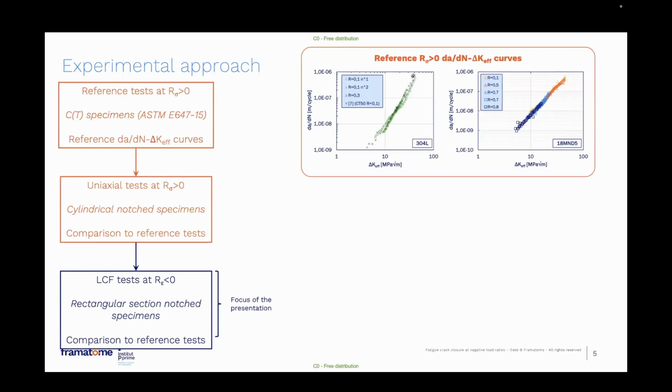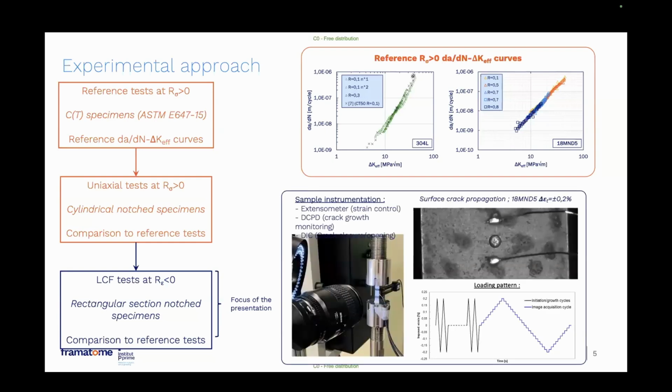And then we performed uniaxial tests again at positive stress ratios using cylindrical notch specimens in order to check that we were able to reproduce the same type of data on this type of geometry. And finally, we performed low cycle fatigue tests with negative strain ratios, typically -1, using specimens with a rectangular section area. And we introduce an EDM defect as a crack starter. And this will be the main focus of my presentation.